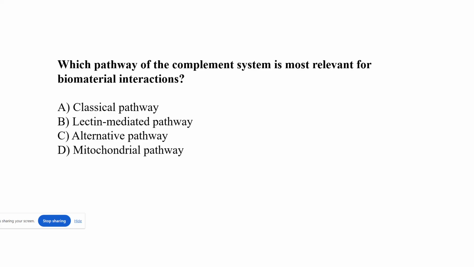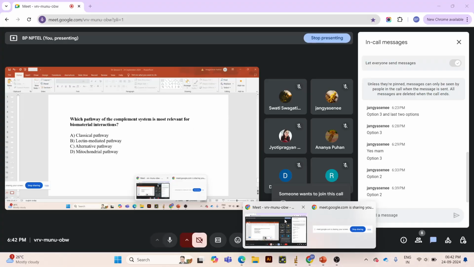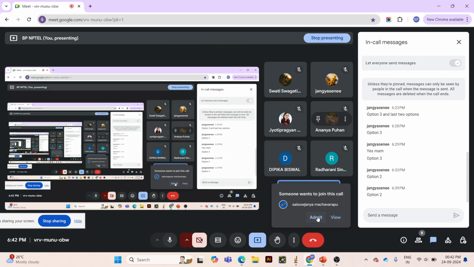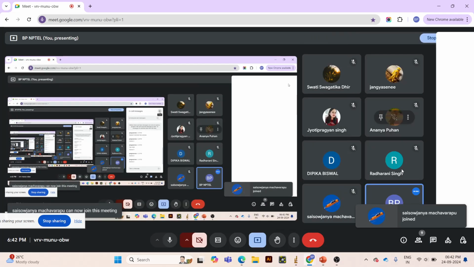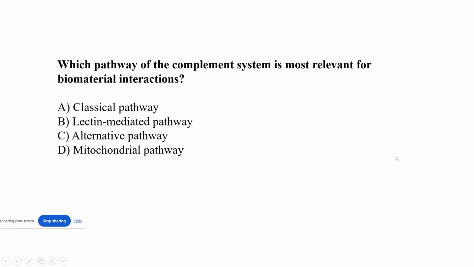Alternative pathway. Okay. Anybody else would like to answer? Yes. Anybody else would like to answer? Which pathway of the complement system is the most relevant for biomaterial interactions?